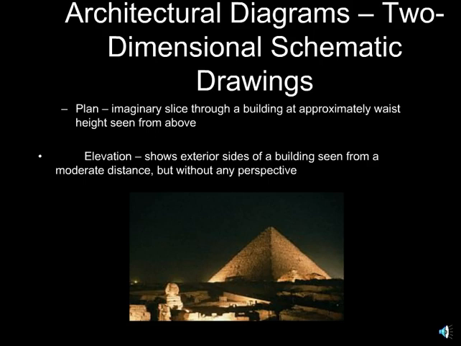I want to introduce you now to the different types of architectural diagrams that you look at. First off, the 2D schematic drawings that we'll see. A plan is an imaginary slice through a building at approximately waist level, seen from above. Imagine this: you take the roof off the building, you take an aerial photograph. You've got a plan. An elevation shows the exterior sides of a building from a distance, but without any perspective. Everything appears quite flat in an elevation.